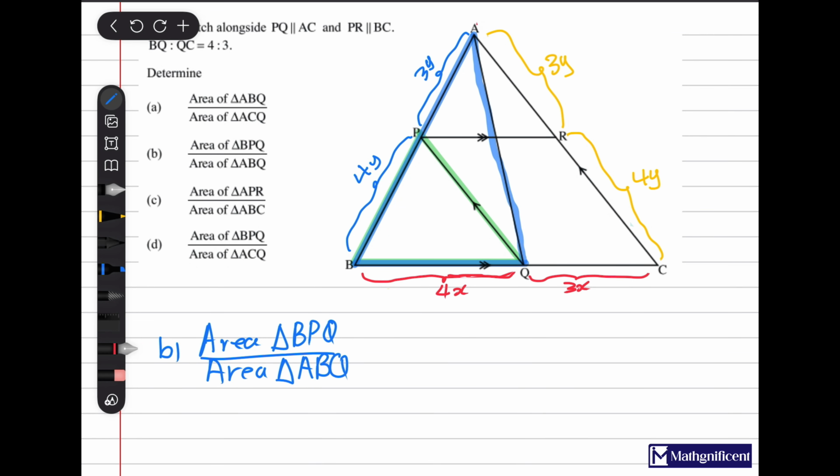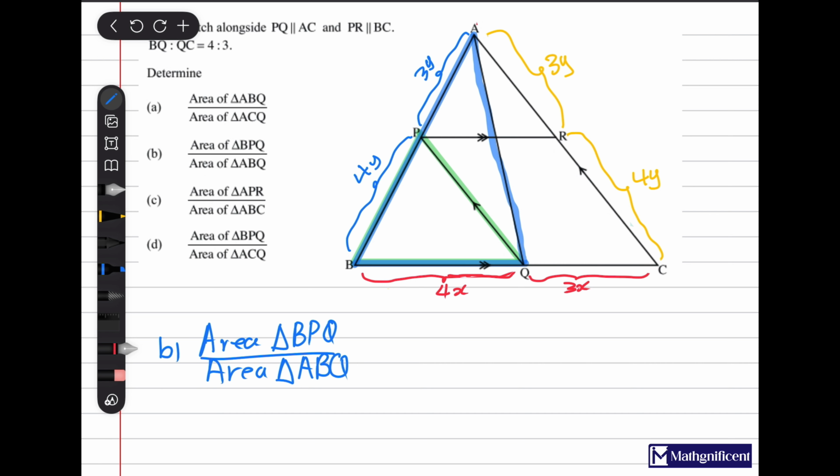Alright, so now we are back on our next video. So we are looking at B now. We have to calculate the ratio of area of triangle BPQ and area of triangle ABQ. Now in this instance, we can see we have just highlighted our two triangles there that we want to work with. And then what do we notice about these two triangles?